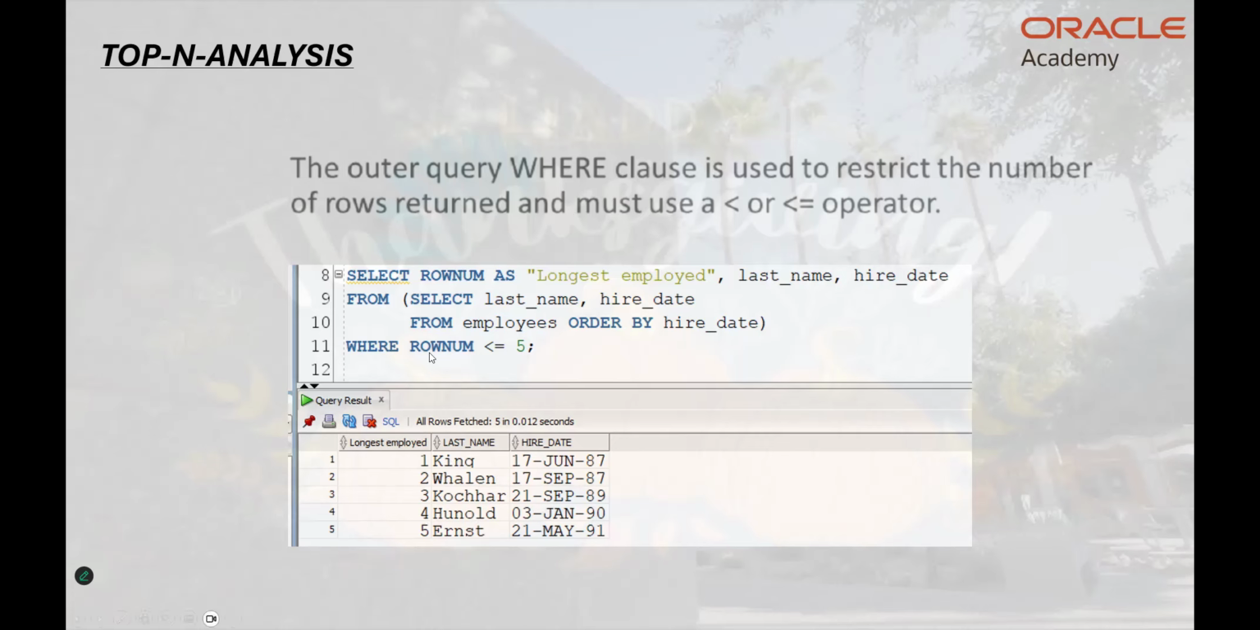Although there has to be another way to perform that. But ROWNUM is your driving force as far as top-N analysis, top 2, top 5, top 10.